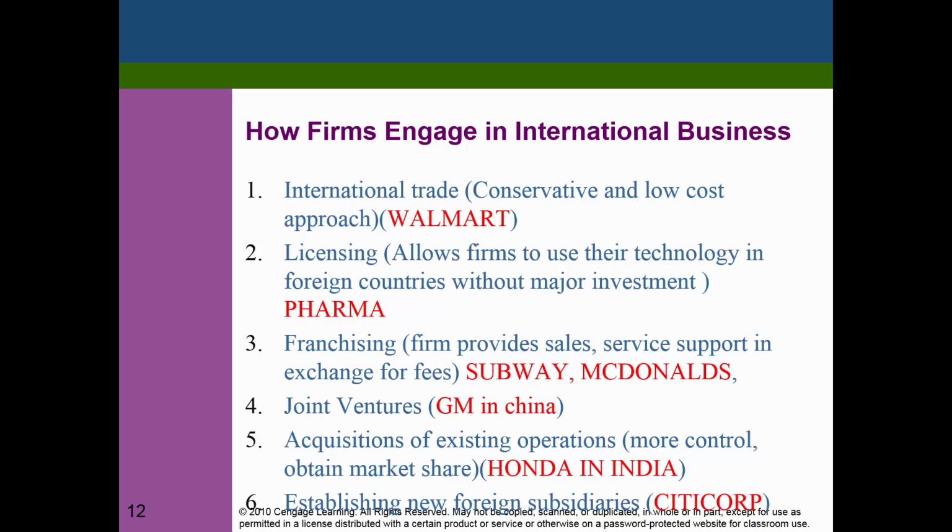So what they decided to do was they decided that they want to have full control over the operations, and in this case they bought out their local partner and then they established Honda India. So this is an example where initially they got a foothold in the market by having a local partner, and after some time they basically decided that they want to do it by themselves.